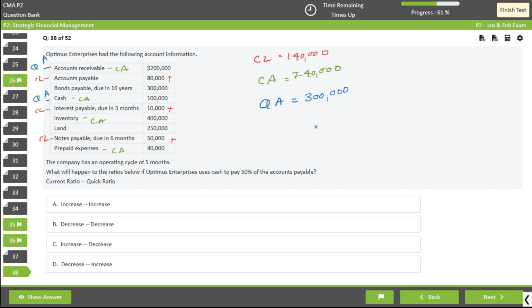Now let us calculate the ratio. So the current ratio is current assets by current liabilities. That is 740,000 by 140,000, which is 5.28, and that means the current ratio is greater than 1. Now let us find out the quick ratio.